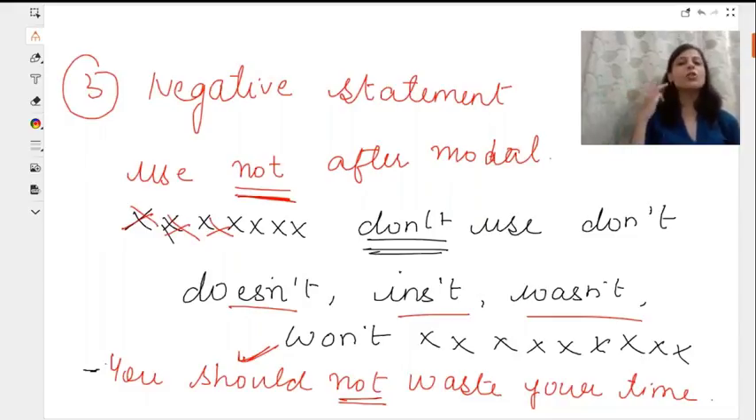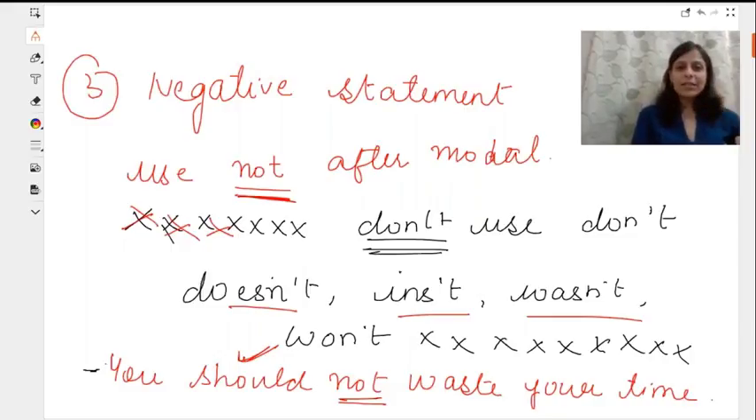So I have told you three basic thumb rules that would probably help you to avoid a number of mistakes as far as modals are concerned. The very first thumb rule is use the modal as it is, right? Do not try to fiddle with it and put in your knowledge of tenses as far as modals are concerned, right?